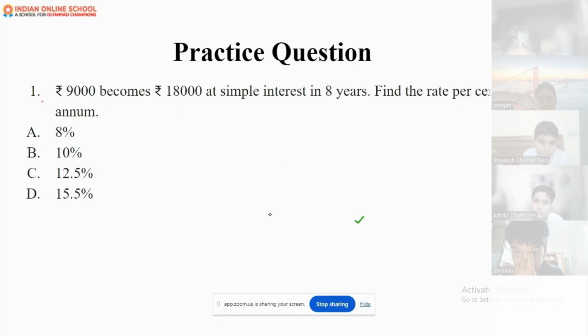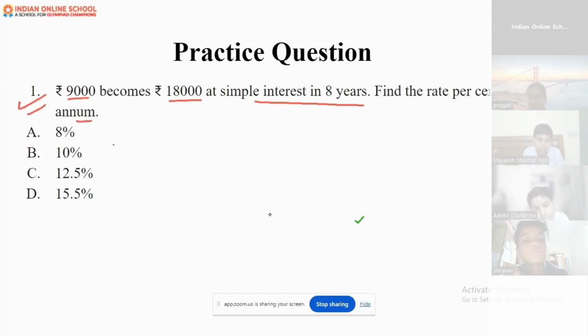The next question we have is that 9,000 becomes 18,000 at simple interest in 8 years. Find the rate percent per annum. The same question, but where in the previous question we had let x and 3x, here the value of x and 3x is already given. The concept is the same here. So who is going to tell me how this question will be solved?